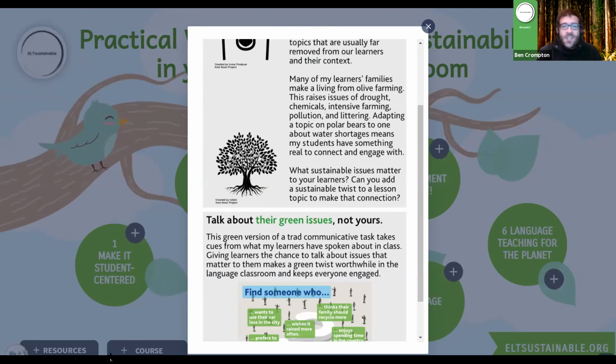And that raises environmental issues of water shortages, GM production, intensive farming, soil erosion. These are not glossy environmental issues that would look good in a textbook, but they do matter to my learners. And if I'm tapping into those issues, I've got a much higher chance of being able to engage my students with the green issues because the topic is relatable to them.